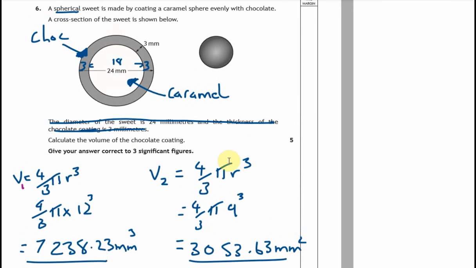Now again, at this point, we've just taken an equation that's already been given to us and substituted in a radius. That's all we've had to do. So volume of spheres is actually brilliant. All you need to work out is a radius.